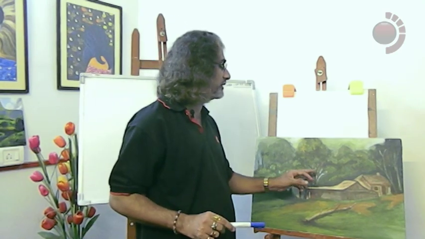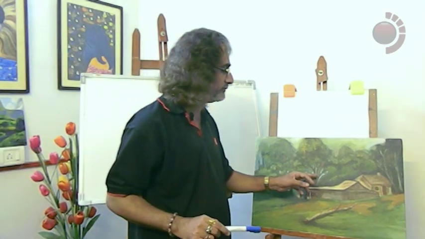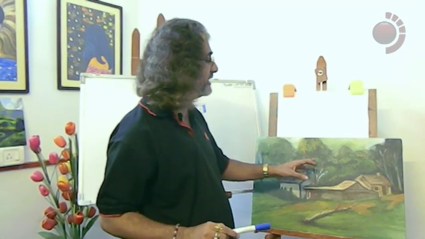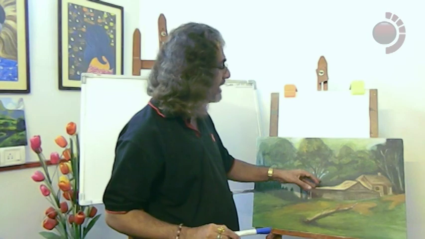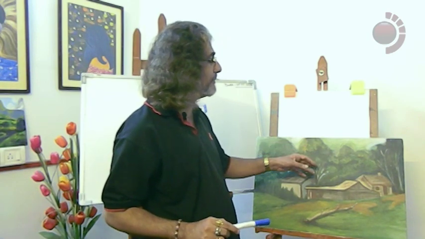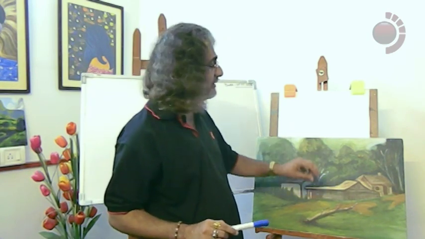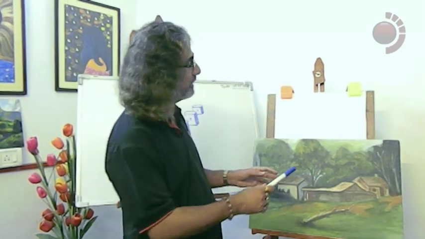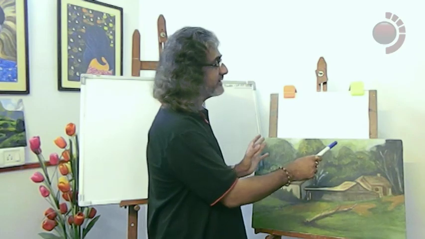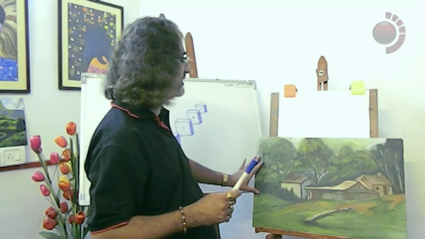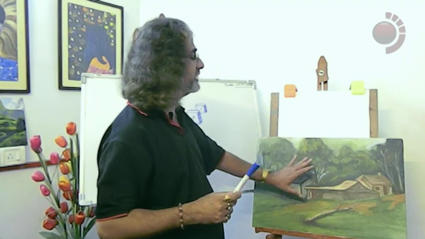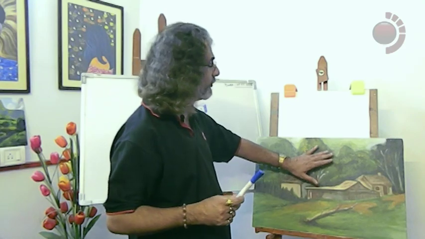Now I am going to the trees behind. As far as the trees are concerned, these trees are looking big because they are much bigger than they are in reality. To cover the space, as I have told you before, the space division, these particular trees are being drawn over there. These trees are covering the space.